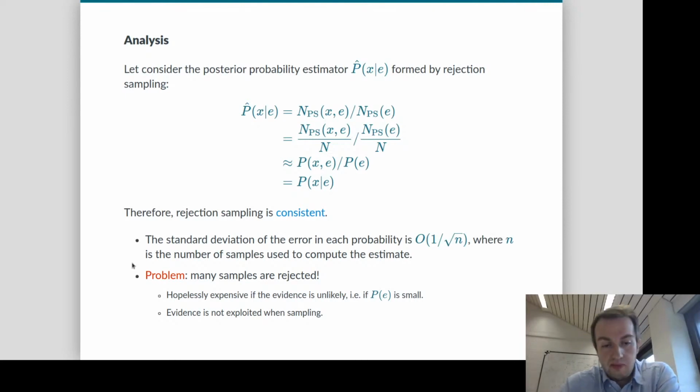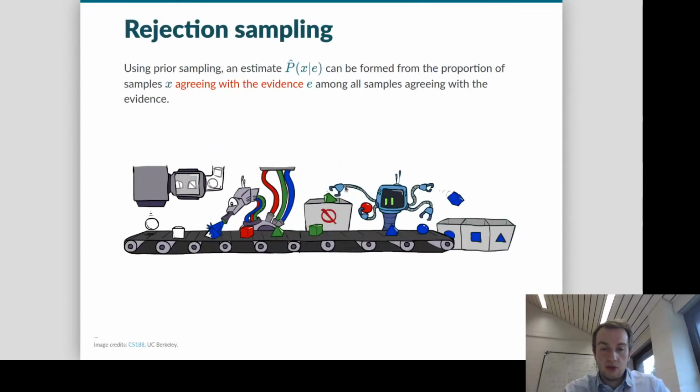This is nice, but there is still a huge problem, which is that many samples may be rejected. This would happen if the evidence on which you are conditioning is unlikely, because very few samples would match the evidence. If you go back to this cartoon, if the evidence is very rare, then almost everything will be discarded, and we'll only keep a very small portion of events to compute our estimates. In this case, this algorithm would be very inefficient.